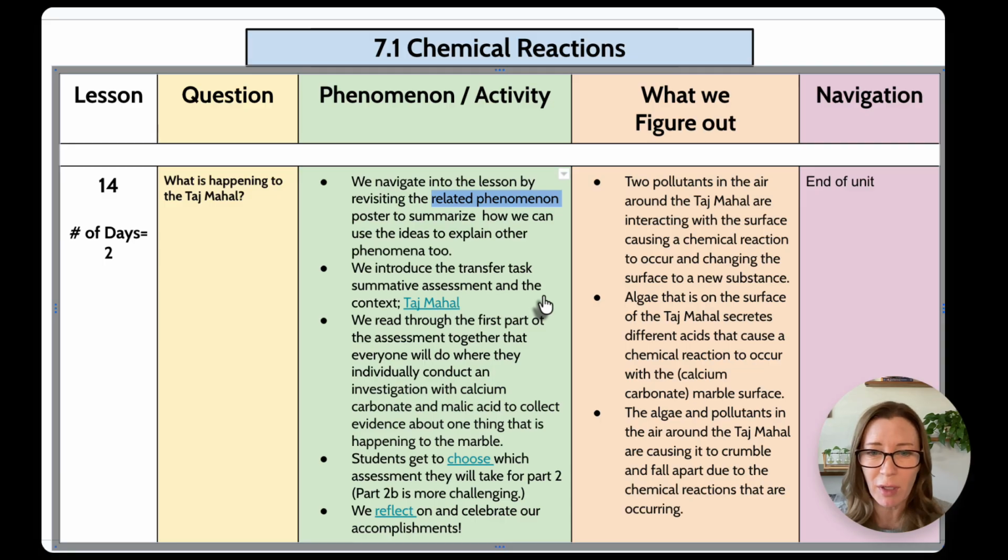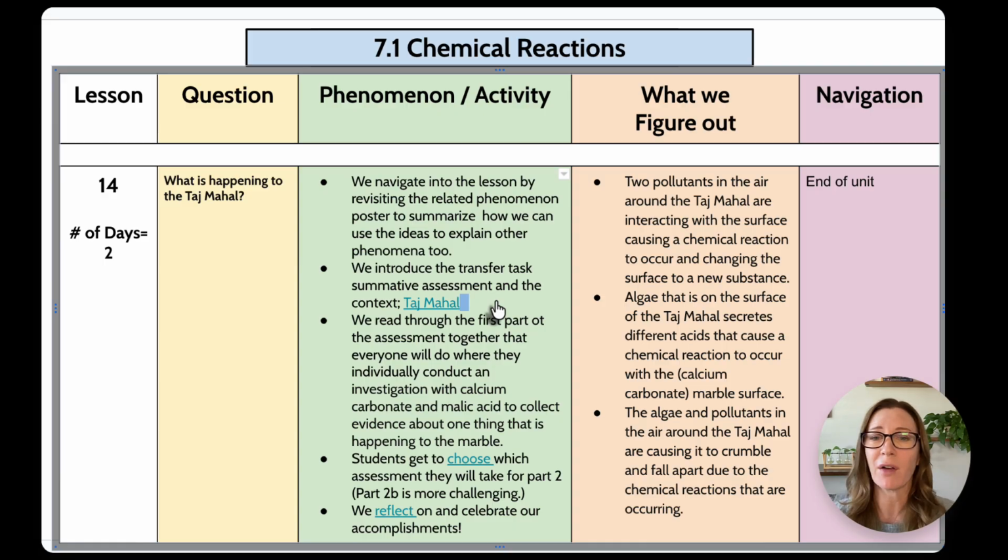So it's not what we've been learning about specifically, not about bath bombs, but in this case, the summative assessment is going to be about the Taj Mahal. Now, the Taj Mahal assessment is two-part. The first part is an assessment where they are going to be assessed on conducting an investigation. There is a chemical reaction. It's asking for students to do that individually. And then they're going to explain what's happening in the chemical reaction.